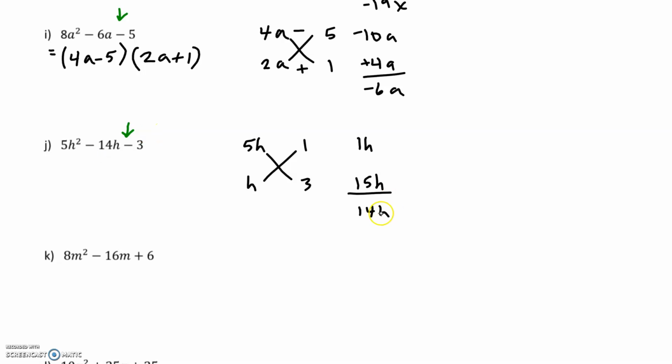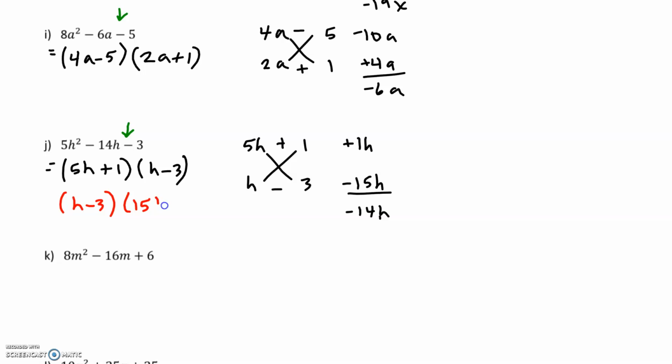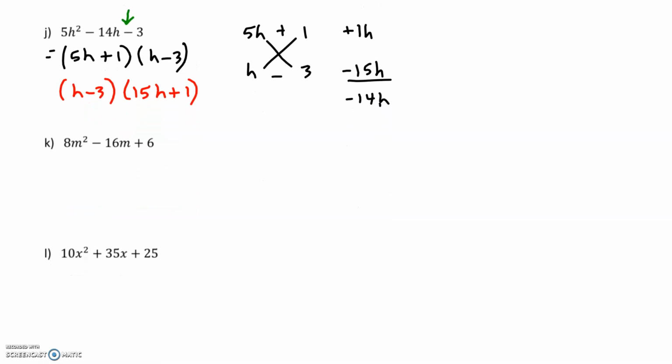Great news. I see that 14 is negative, which means the larger number has to be negative, and so 1 is positive. We'll transfer the signs in. My first set of brackets is 5h plus 1, and my next set would be h minus 3. And again, remember what I said, h minus 3 times 5h plus 1 is the same answer, right? Those are the same answers. Both are acceptable.